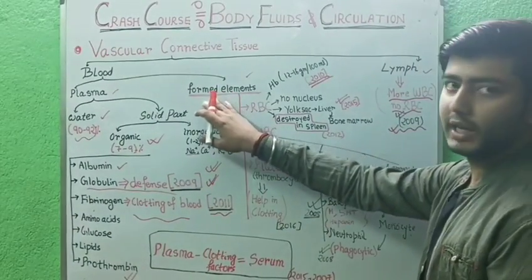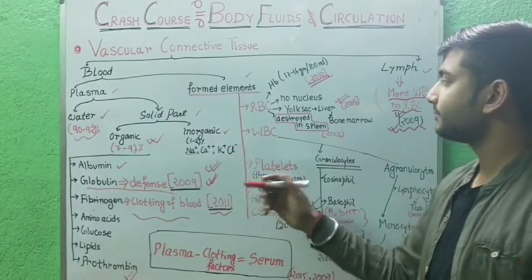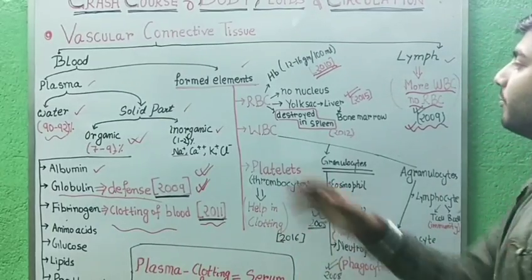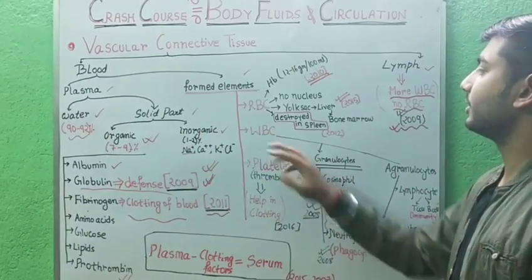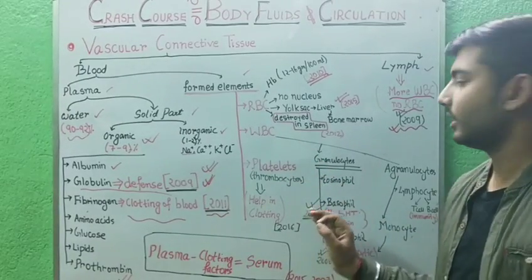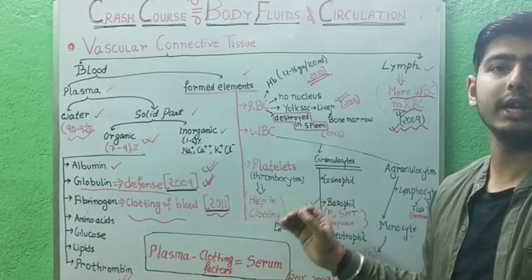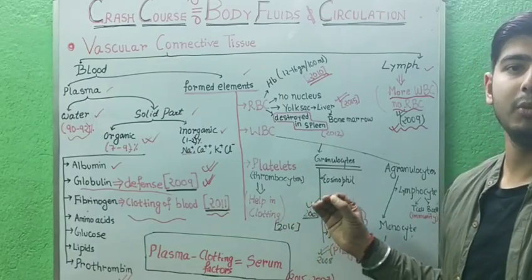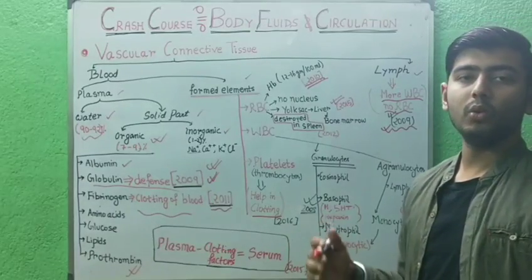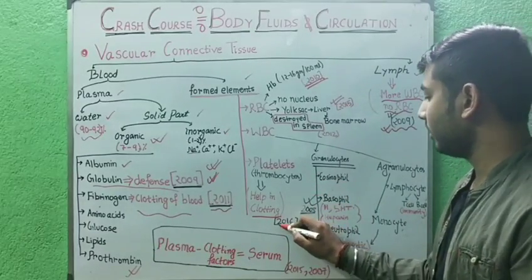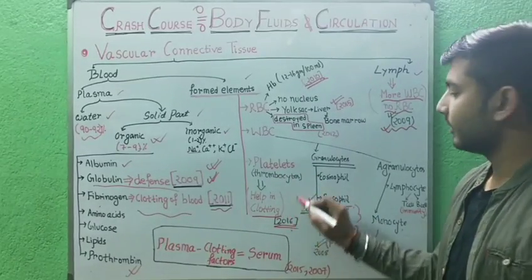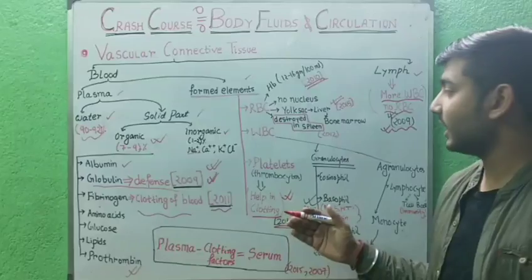Now I will discuss formed elements. The elements which are formed in blood are formed in different parts of the body, especially bone marrow. In formed elements we will discuss three major parts: RBC, WBC and platelets. Platelets are also called thrombocytes. Platelets are formed from megakaryocytes in bone marrow, especially red bone marrow. Platelets help in clotting. We will know how they help in clotting very soon. This question came in NEET 2016, that thrombocytes help in clotting. So I think one more question cleared.